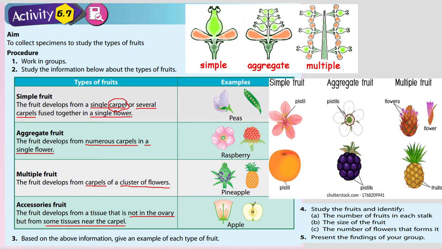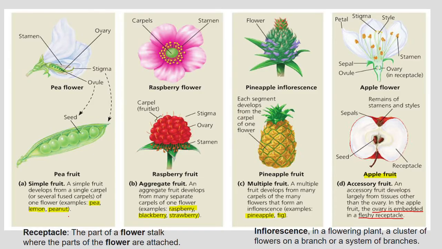For simple fruit, it develops from a single carpel, as depicted here, or it can be several carpels fused together, and the keyword is single flower. So from a single flower. These are the examples: peas, also lemon, peanut. These are examples of simple fruit. And this is the stigma forming the scar.